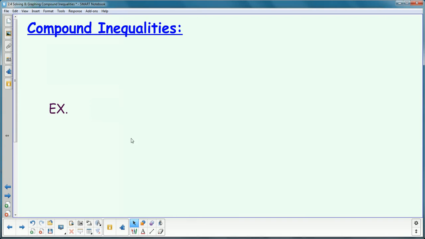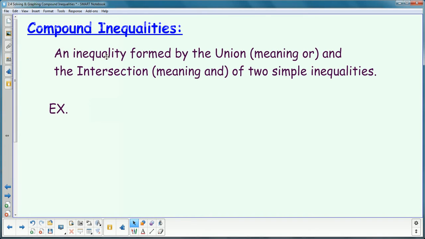The first thing we need obviously is our definition of a compound inequality. That's going to be an inequality formed by a union, meaning you're going to see the word or in the statement. Or it's also one formed by an intersection, meaning we use the word and when we describe it, and it's a combination of two simple inequalities.